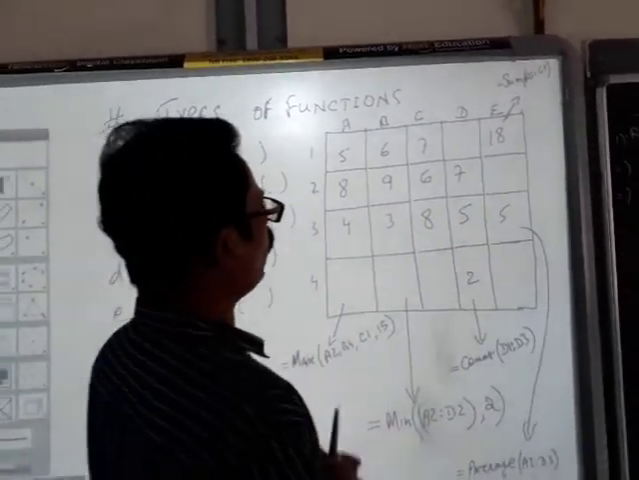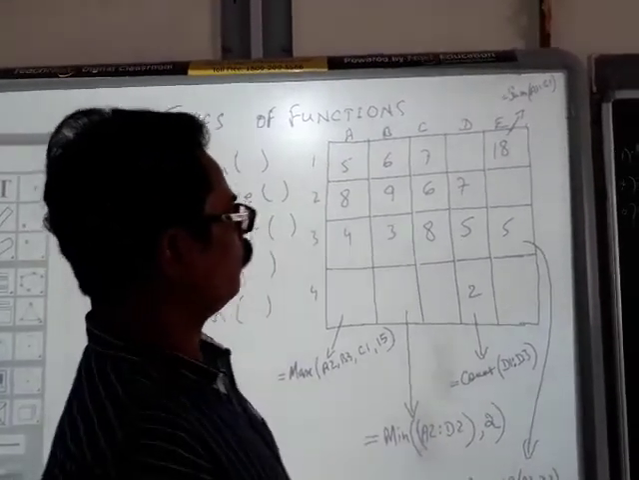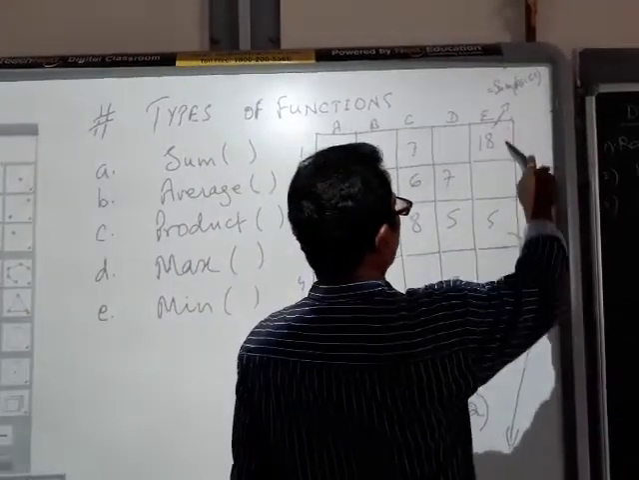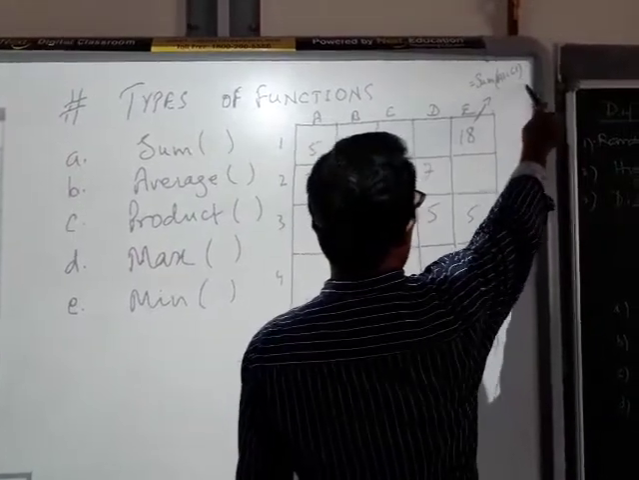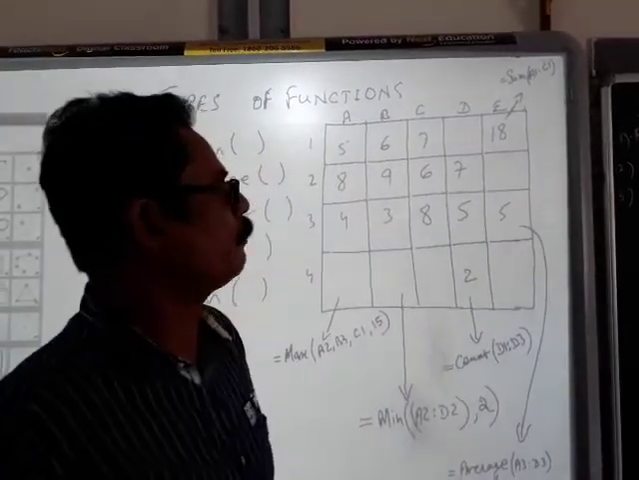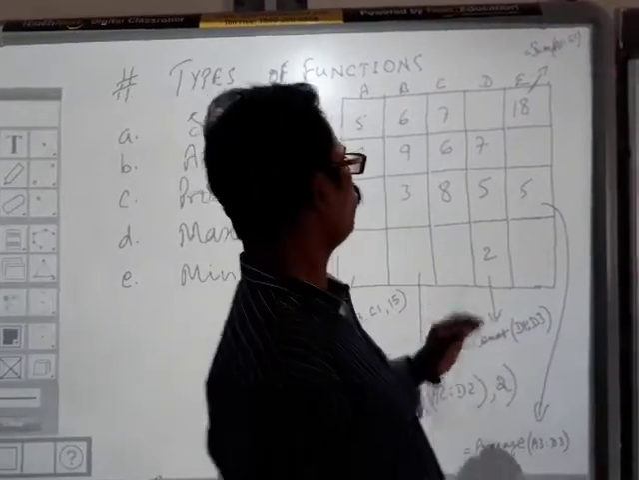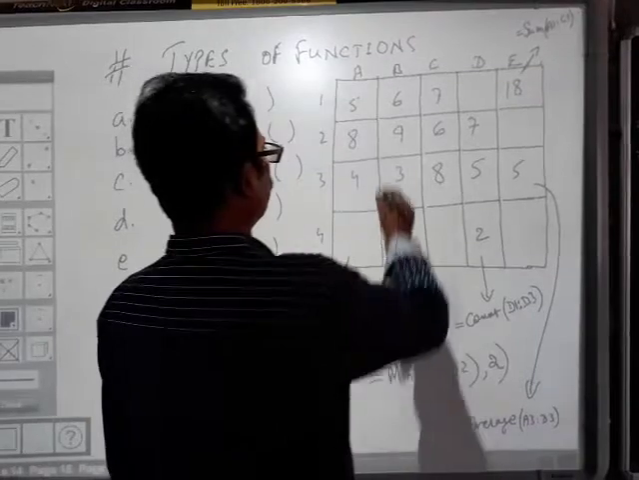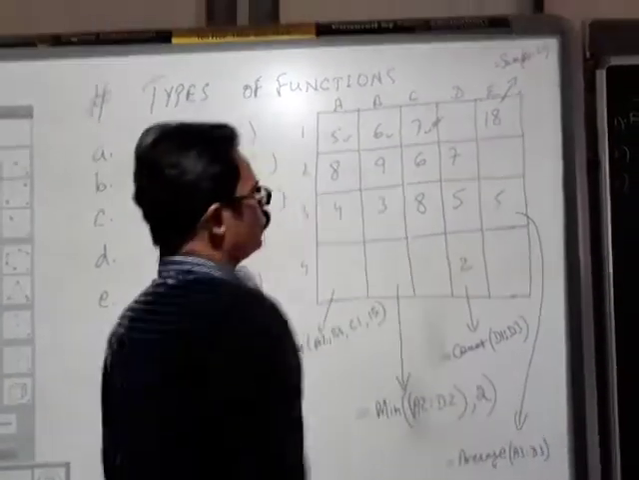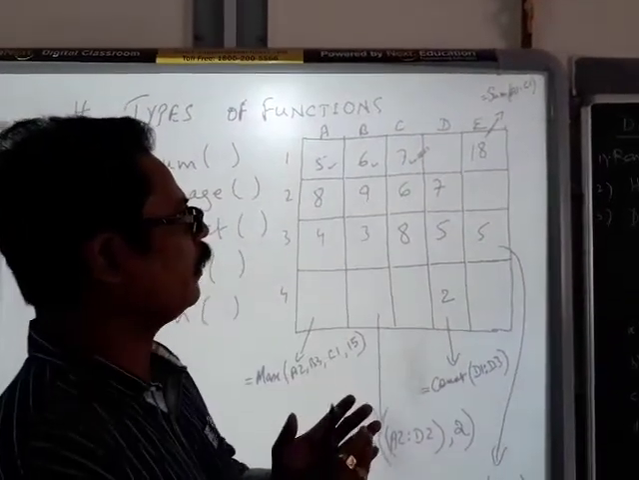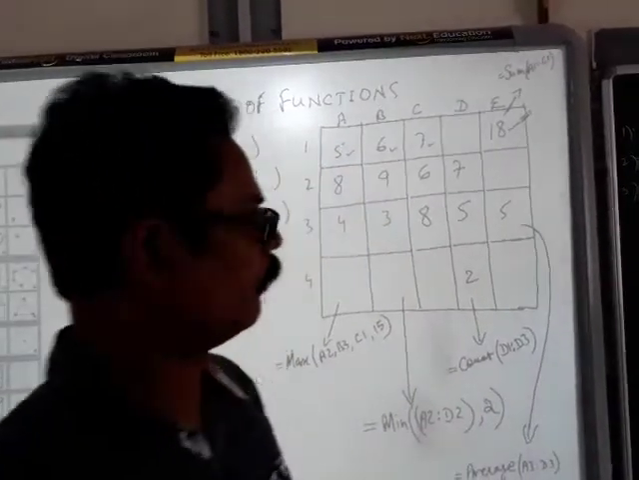So in the first case, suppose I want to find out the sum. Now I write equal to, at this particular point, bring the cursor down here, and write the function name: equal to sum, that means the formula you're using, A1 to C1. A1 to C1 means 5 plus 6 plus 7. So these three are added together, and then 18 comes in this case.